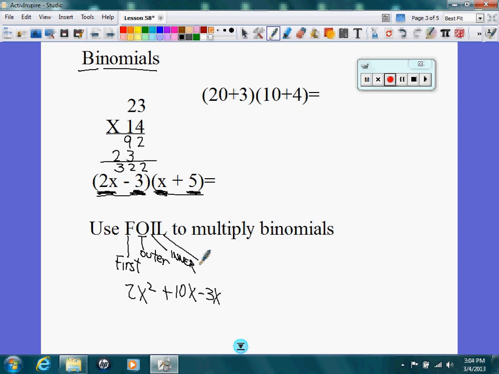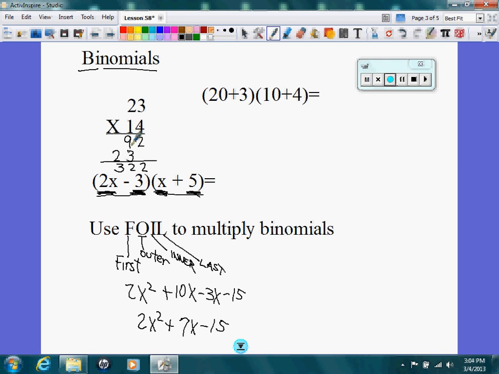And then L stands for last. And here's the last term. Minus 3 times plus 5 is minus 15. And as a rule, the outer and the inner terms will add. There will be like terms, and they'll add. So our answer would be 2x squared plus 10x minus 3x, which is 7x, minus 15. And that would be our product of these two binomials.